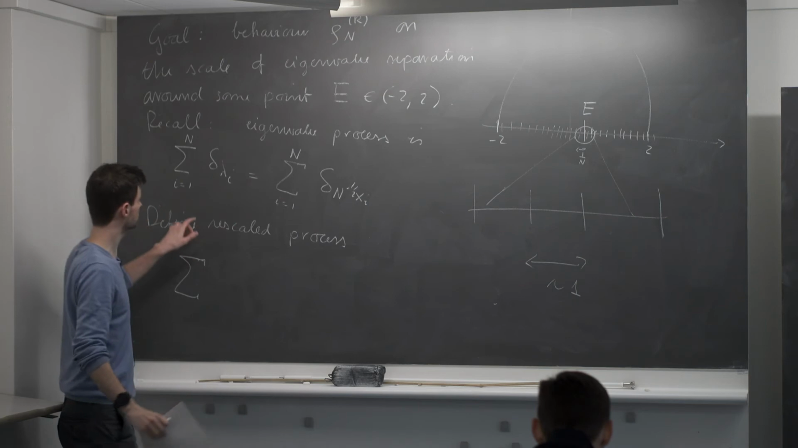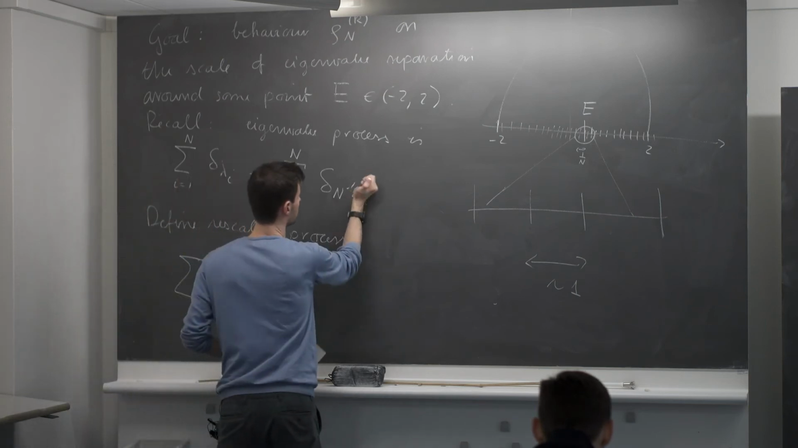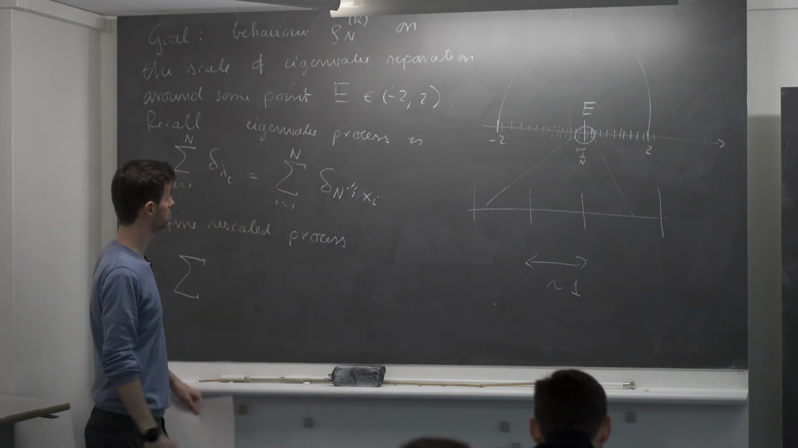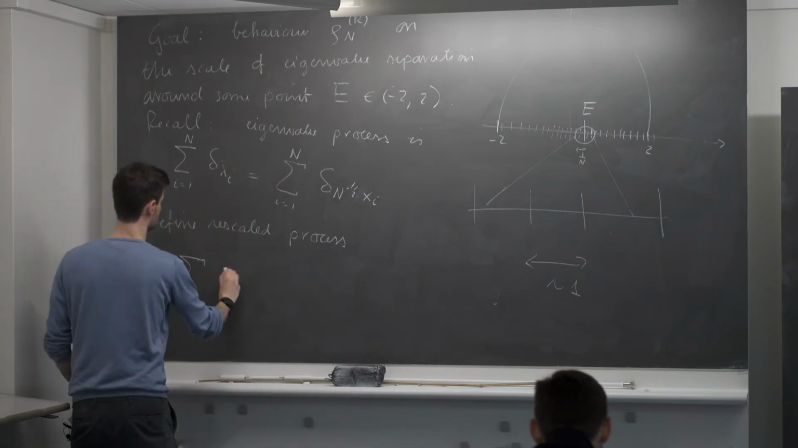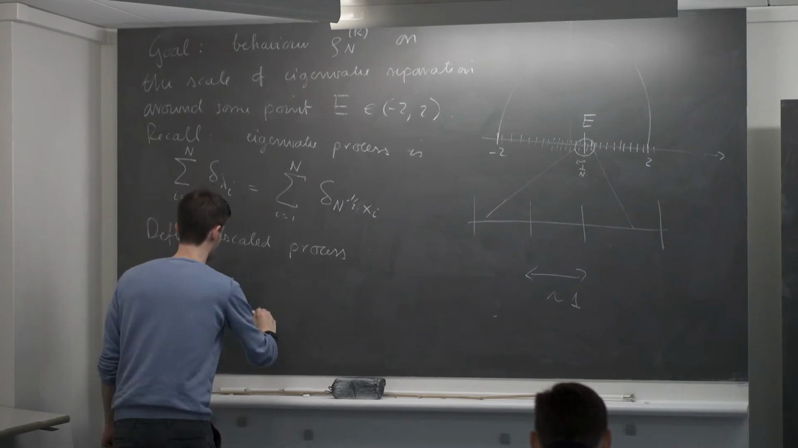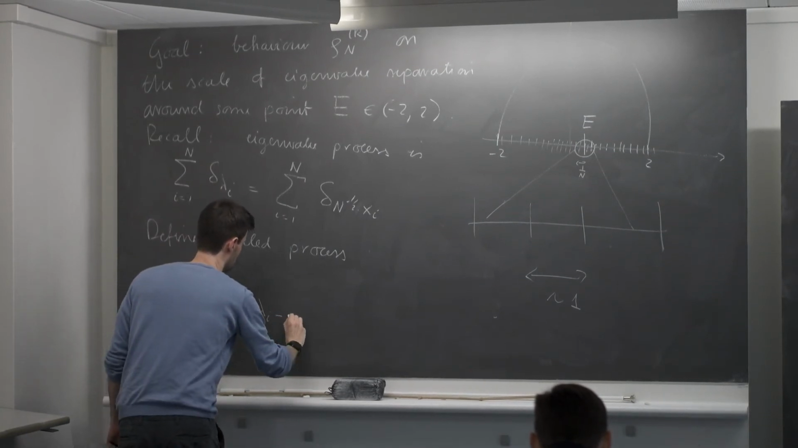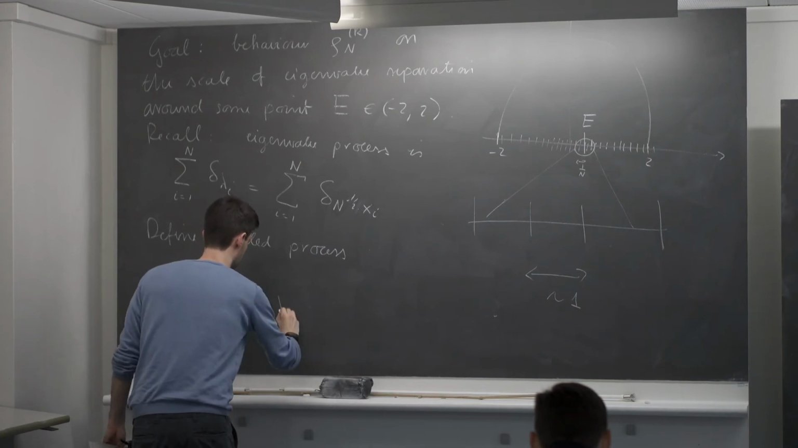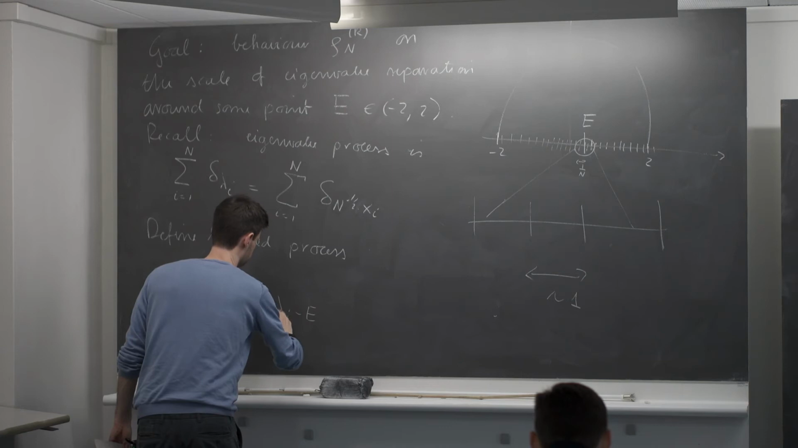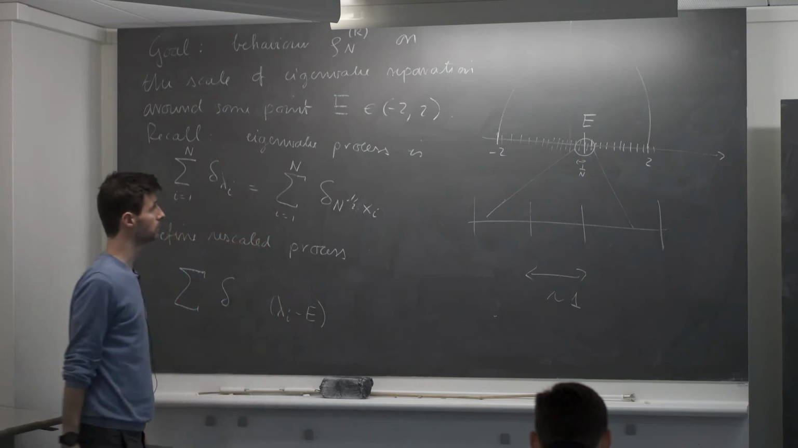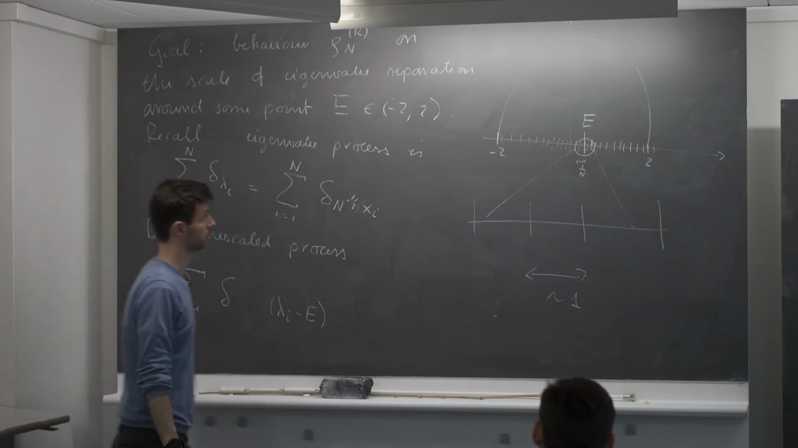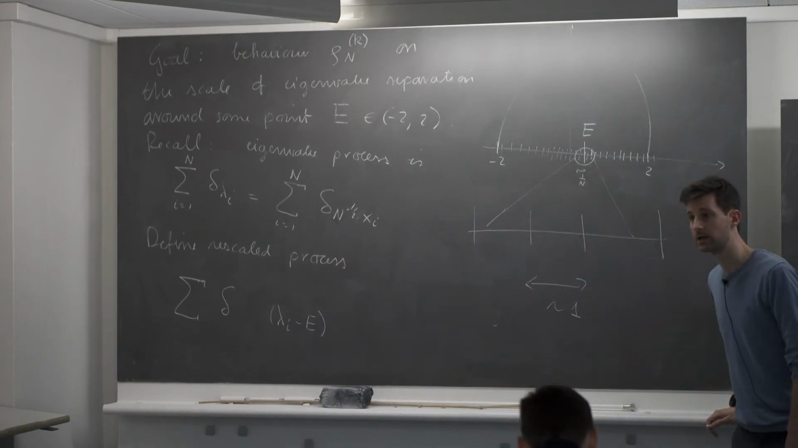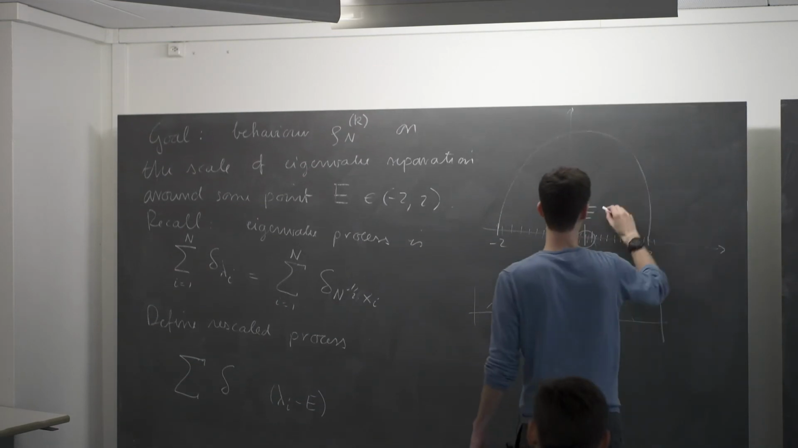It's relatively transparent in this language of point processes. So what do I do to every point? I pick a point here and I take lambda i minus E. And then I want to blow things up by a factor that will ensure that the typical spacing is of order 1. So what is the typical eigenvalue spacing here?